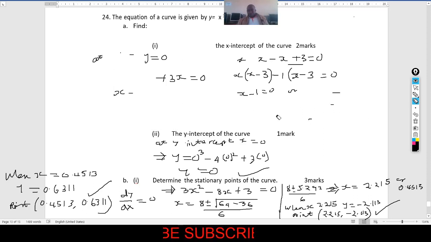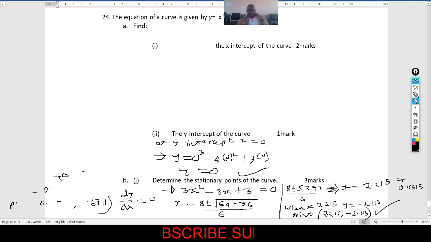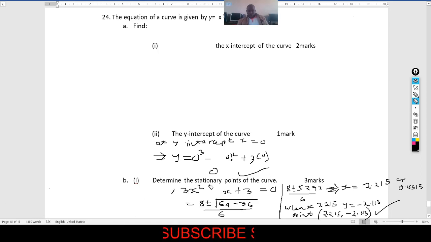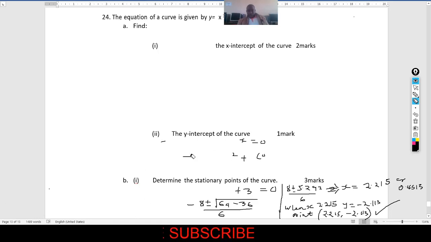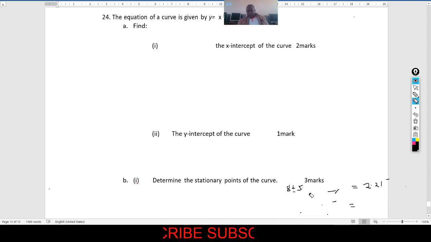That is, if it is zero, it's a point of inflection. So that is what we do: we determine the nature of the points. Remember, you determine the nature of the points, then from there, you sketch the curve.